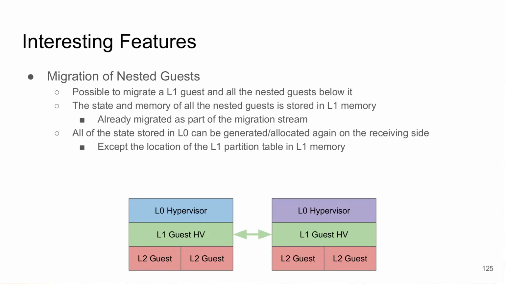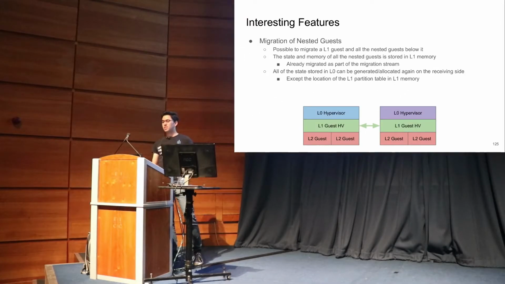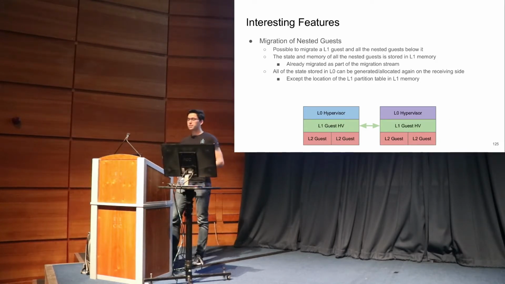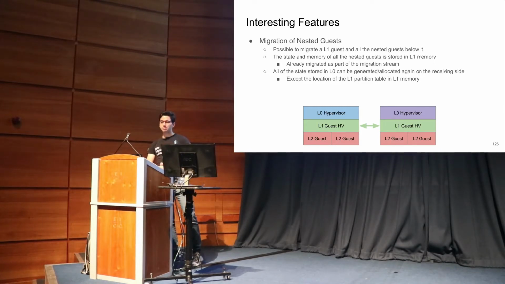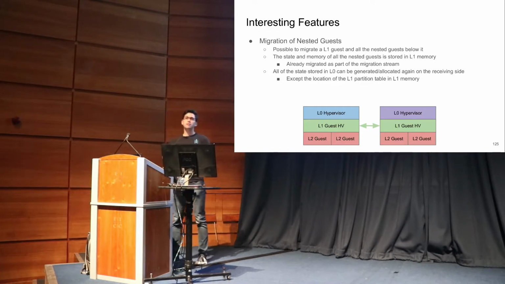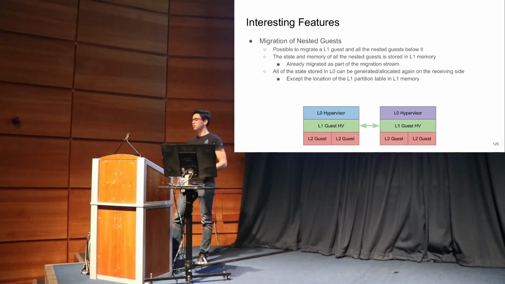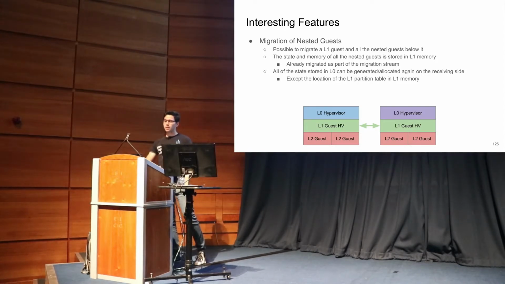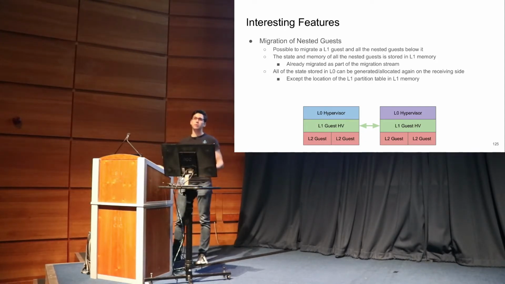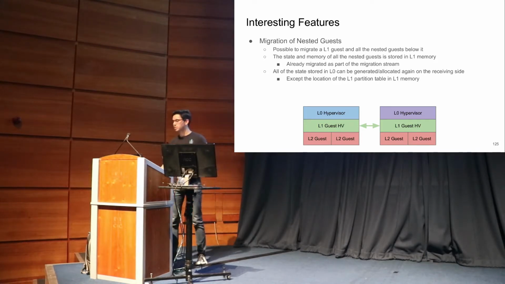Another interesting feature is migration of nested guests. It's possible to migrate your level 1 guest, and all the nested guests just kind of come along for the ride. The state and memory of all the nested guests is in the level 1 memory, and that's the major part of the migration stream anyway. All of the state that's stored in level 0 can be generated or allocated again on the receiving side, except the location of the level 1 partition table in its memory, and so we just add that to the migration stream.